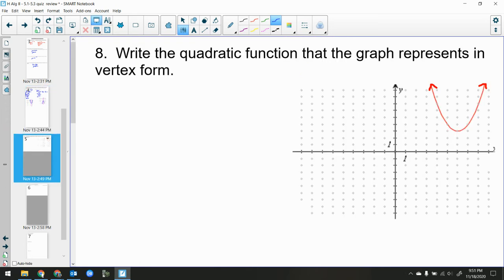Okay, let's take a look here. Write the quadratic function that the graph represents in vertex form. Remember, vertex form is g of x is equal to a times (x minus h) squared plus k. So what am I really asking for here? I'm asking you to identify where the vertex is.